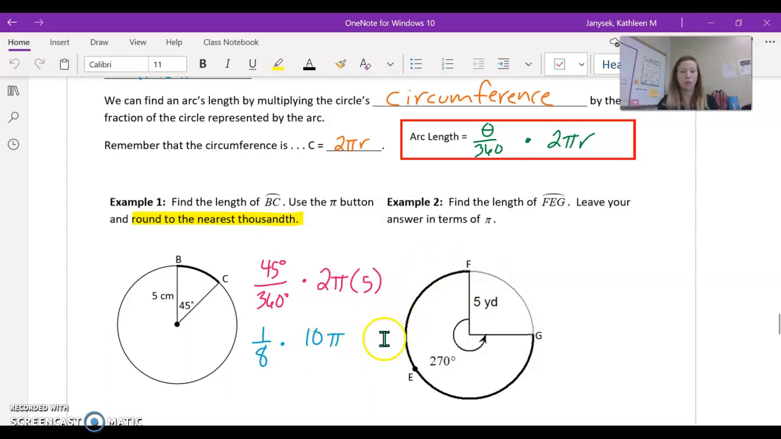And the last thing we would do here is multiply them together before getting the decimal answer. So if you put a 1 underneath this, multiply the tops. 1 times 10 pi is 10 pi. 1 times 8 is 8.